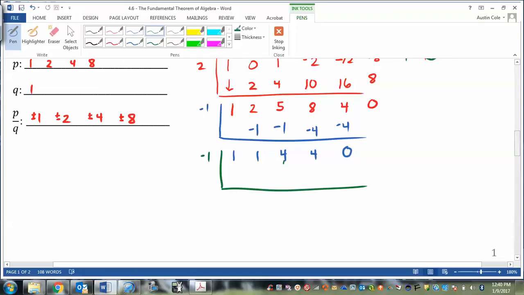How do I know it's a double root at -1? Because it bounces off the x-axis. So bring down my 1 here, multiply to get -1, add to get 0, multiply to get 0, add to get 4, multiply to get -4, and add to get 0.